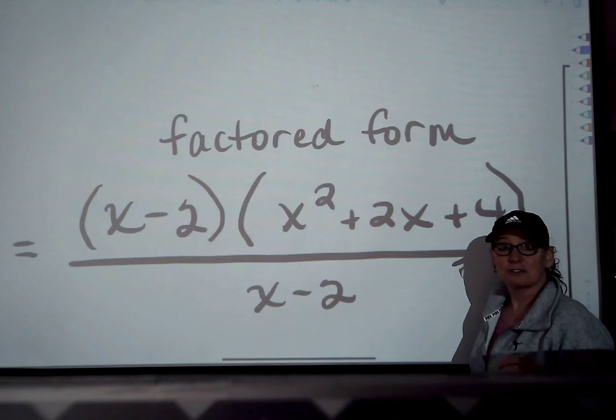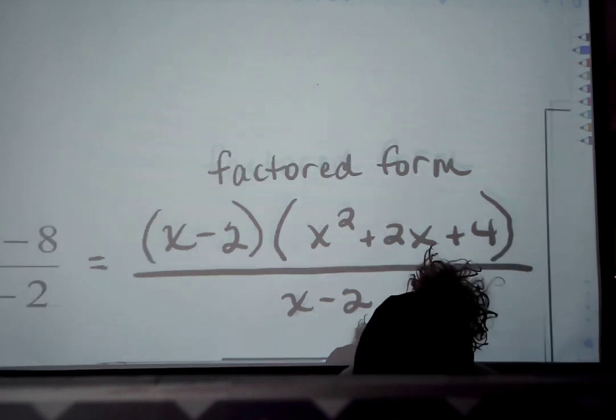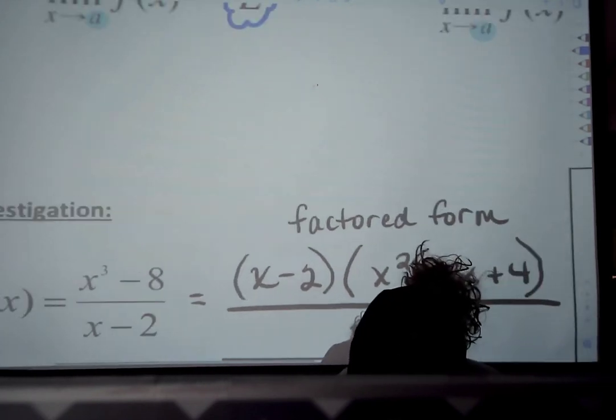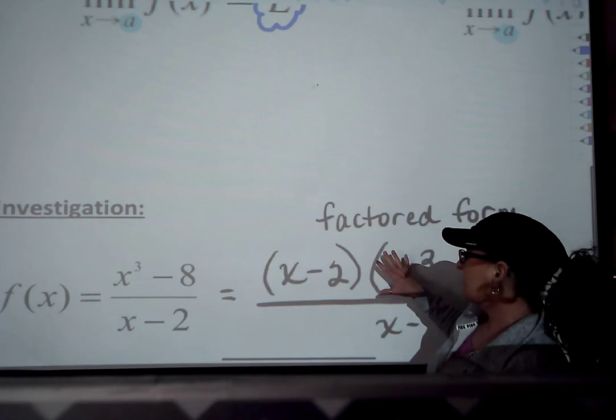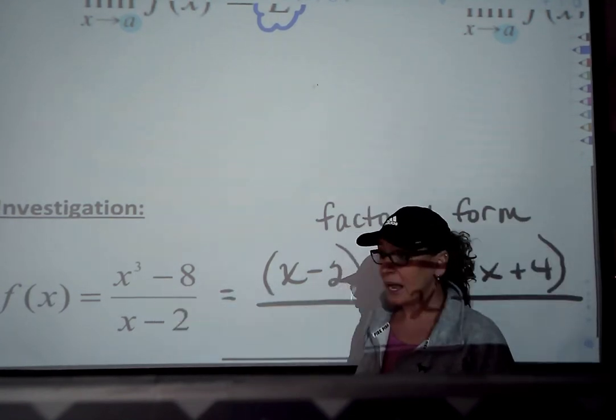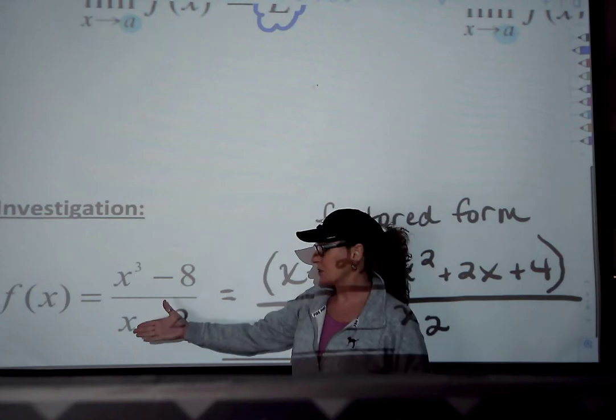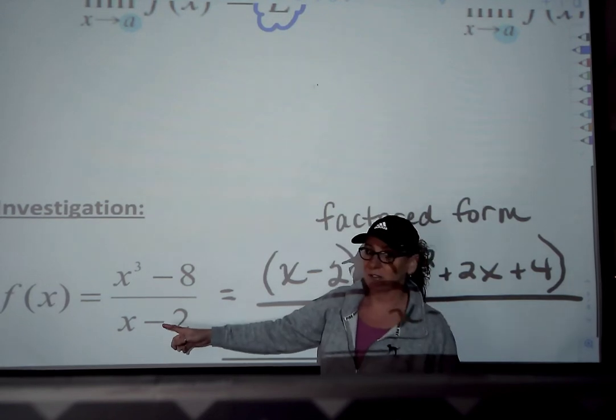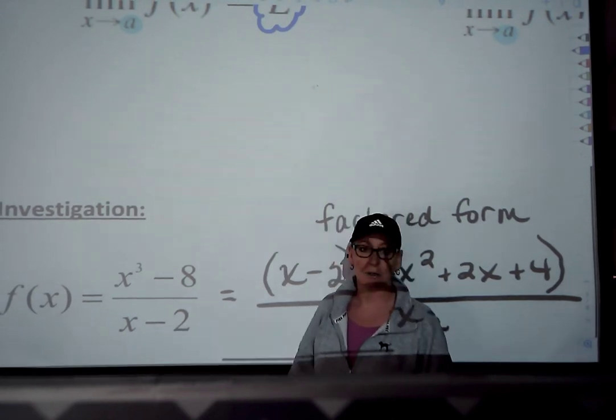So this is the factored form. I'll let you see them both at the same time. This is the factored form for this function. Now, most of you could look at this function and say, hey, I don't know what the graph looks like, but something's going on at x equals 2.